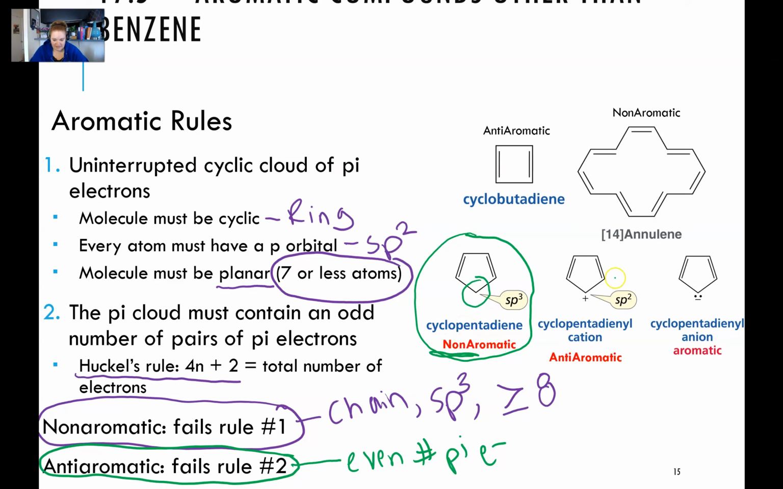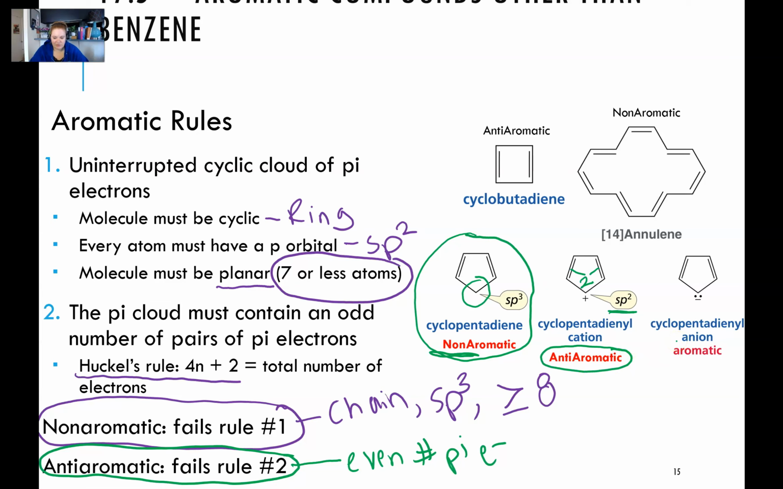The second structure, we have a ring. Every atom is sp2 because when we have that carbocation, it is sp2. We have less than 7 carbons, so it fulfills rule number 1. Rule number 2, the pi cloud must contain an odd number. 1, 2. It has an even number, so we're labeling it as anti-aromatic.